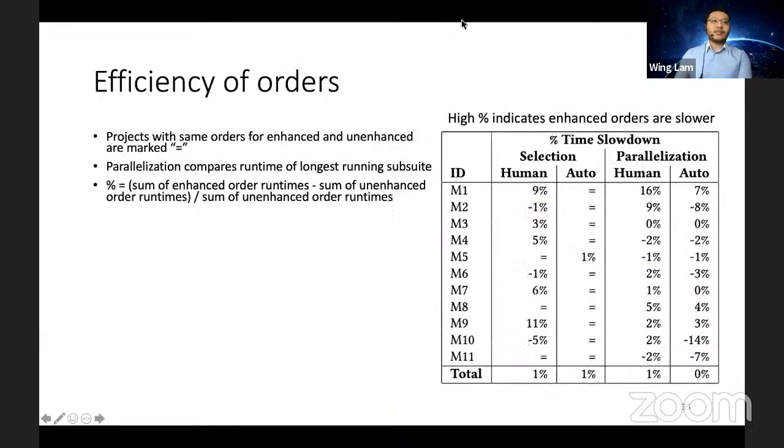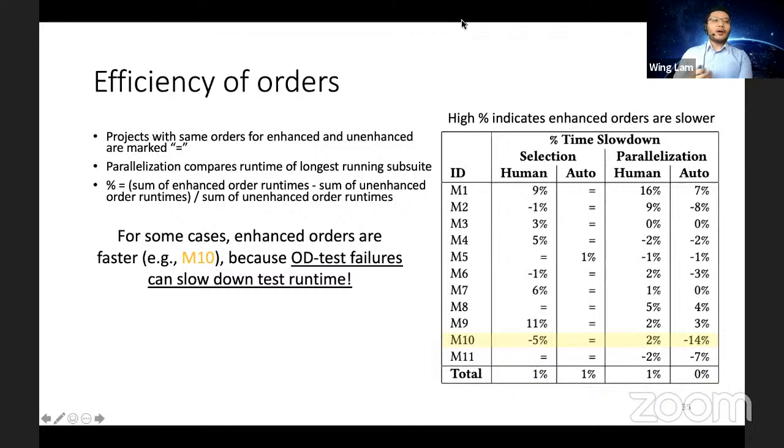In terms of the efficiency of these orders, again, because our enhanced approach can add tests to test selection and test parallelization orders, we can actually be slower sometimes. And we can see that by the positive numbers on this table. But what we also see, though, is that there are some cases where we actually have negative numbers. And this is very interesting because what this is saying is that because we added tests, we are actually running faster. And the reason for this is because when we investigated these cases, we find that the order-dependent test failures from the unenhanced algorithms actually would cause the order-dependent test to fail. And because of that, it actually slows down the runtime of the test because these order-dependent tests are waiting for some resource, perhaps.